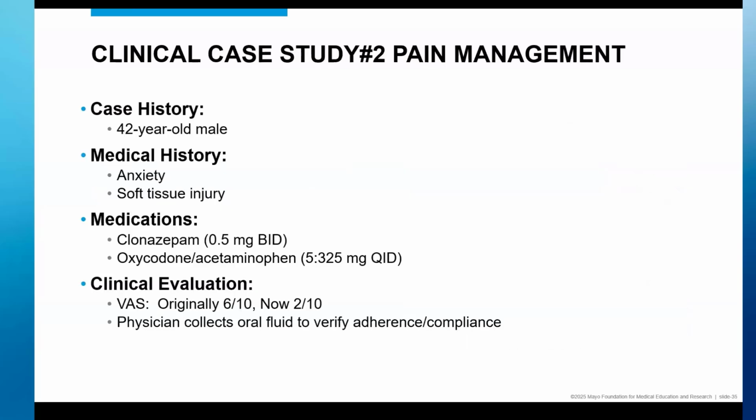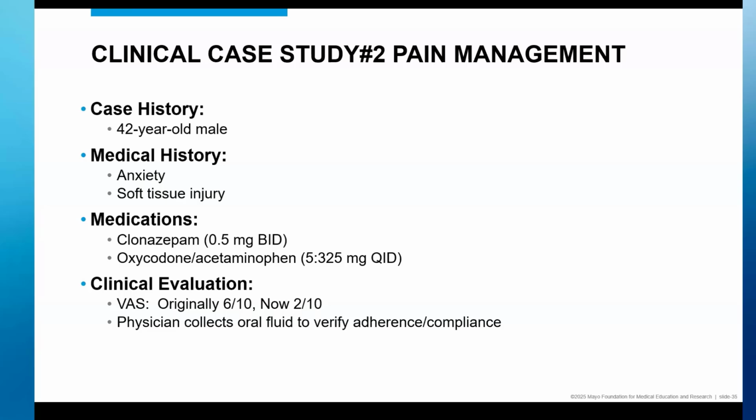In our second case, this is a pain management patient, a 42-year-old male who also has a history of anxiety, but has a soft tissue injury. And because of that injury, they are actually prescribed an opioid oxycodone combination with acetaminophen. And for their anxiety, this individual is actually taking clonazepam, which is another benzodiazepine.